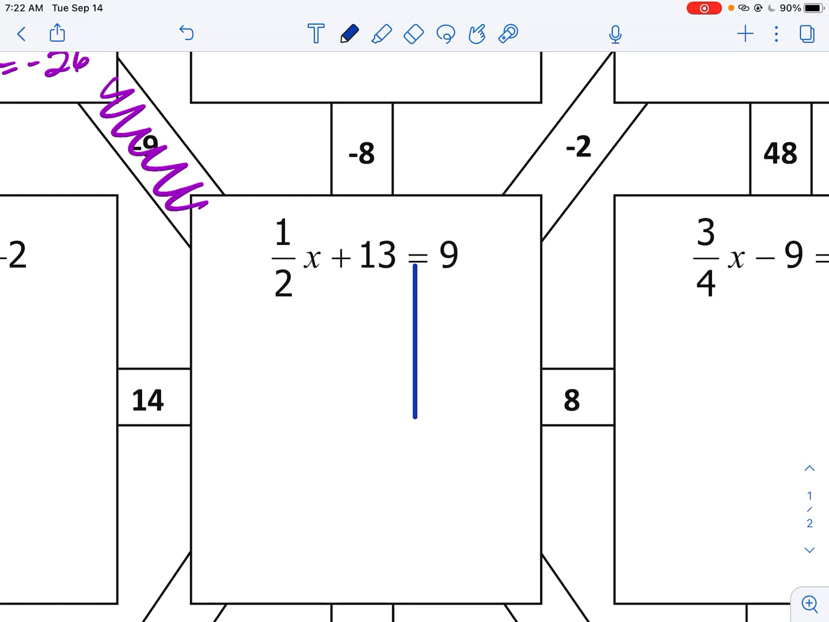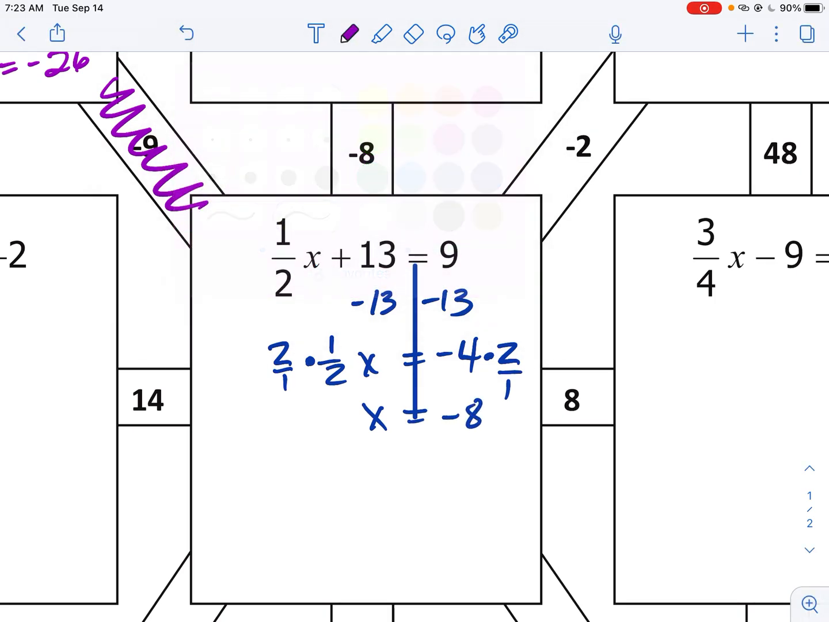Then I would do this problem, and we're doing the same thing. We want to get the variable by itself, so I subtract the 13 first. I get 1/2 x equals negative 4. Now this right here, that's multiplying by a fraction. We can't divide by a fraction, but we multiply by its reciprocal. So I'm going to multiply by the reciprocal, which is 2 over 1. So I get x equals negative 8.